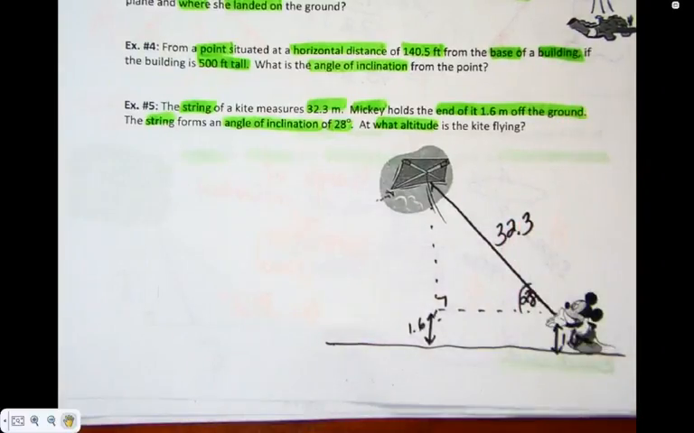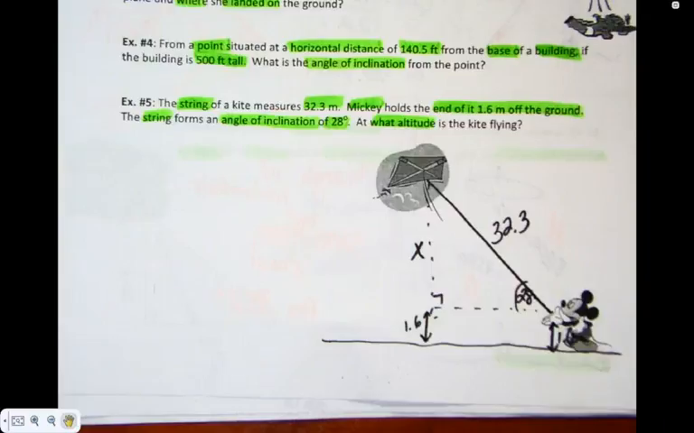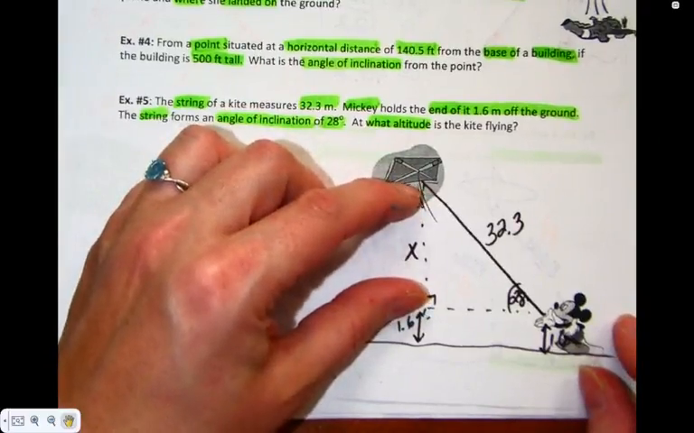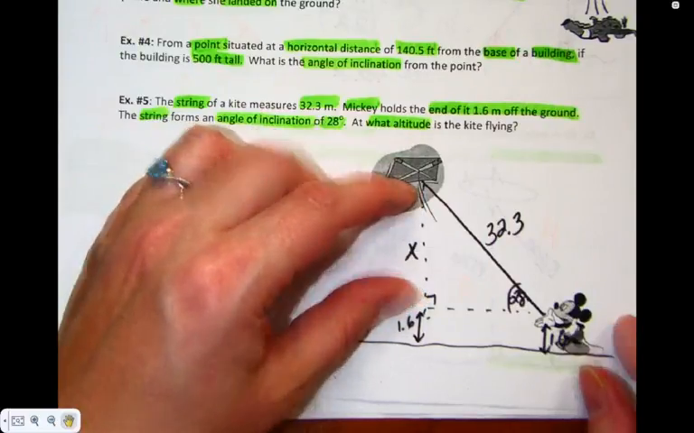What are we trying to find? Well, what does this 1.6 have to do with it? It's not even in the triangle. So all we're going to be able to find is this side of the triangle, but is that the total height? The string is not touching the ground. So when we find x, we're going to add, go to.